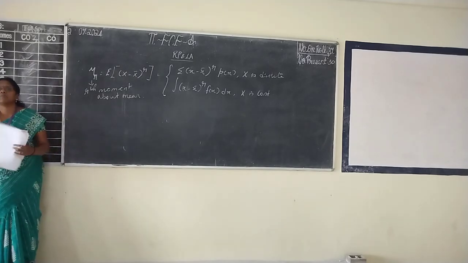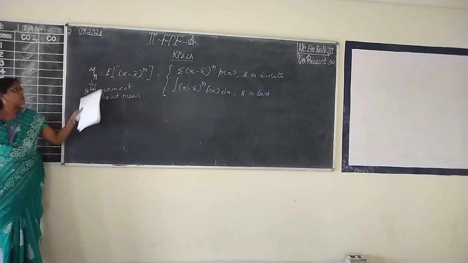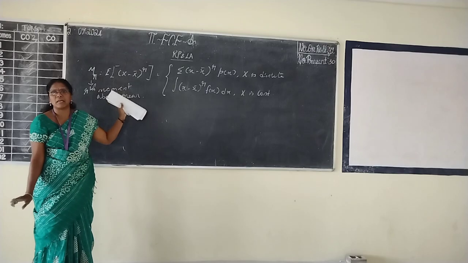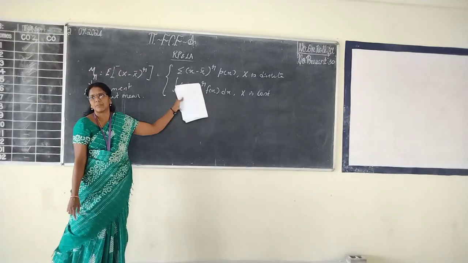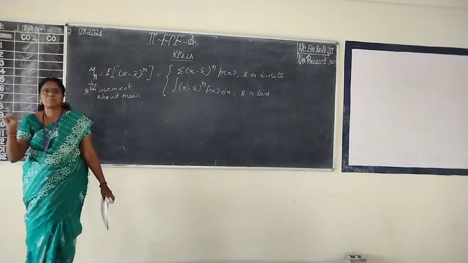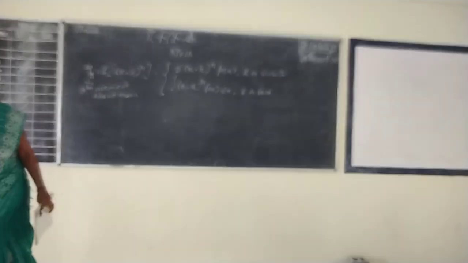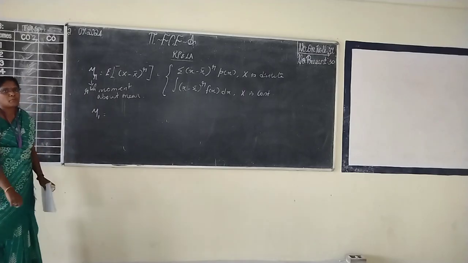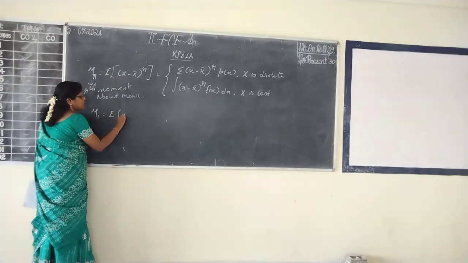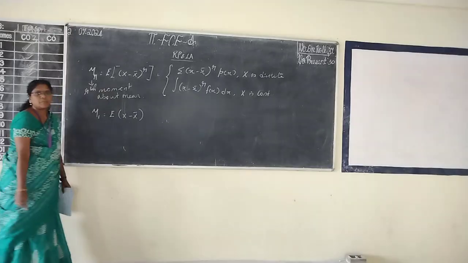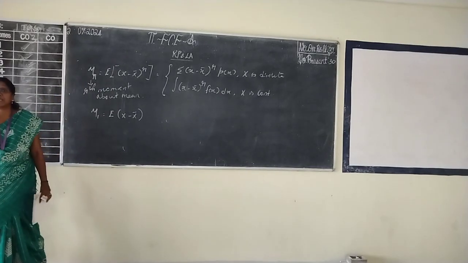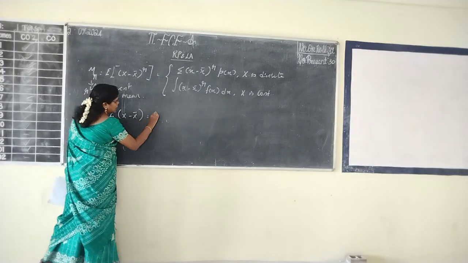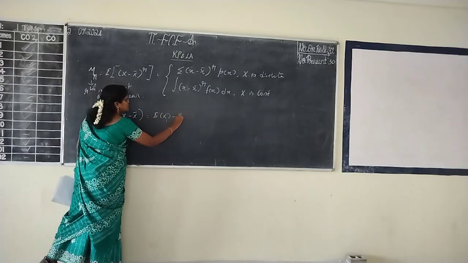So tell me what is the formula for mu 1 now? Mu 1 is the expectation of x minus x bar. What is the formula? Summation of x minus x bar into p of x, or integration. So the first moment about mean is nothing but expectation of x minus x bar. Expectation satisfies the linearity property, so you can split and write this as two values. You can write it as E of x minus E of x bar.